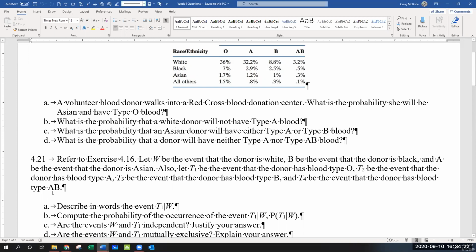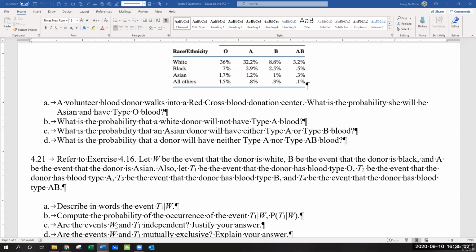Now, as far as W and T1 being independent, this is something that people struggle with a lot. They think of mutually exclusive when they're trying to figure out independence. That's a very common mistake, to think that two things have to be mutually exclusive in order to be independent. And that's not at all what independence means. Independence just means that one doesn't influence the other.